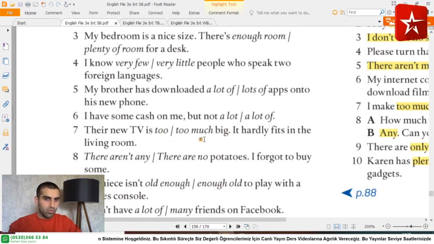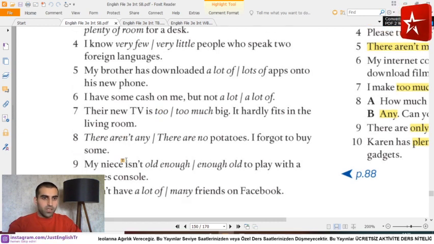If we have too much, after too much we must use a noun. So the correct answer is too. Yes. Too big. It hardly fits in the living room. Okay. The too big. This one. Okay, let's continue with number 8.